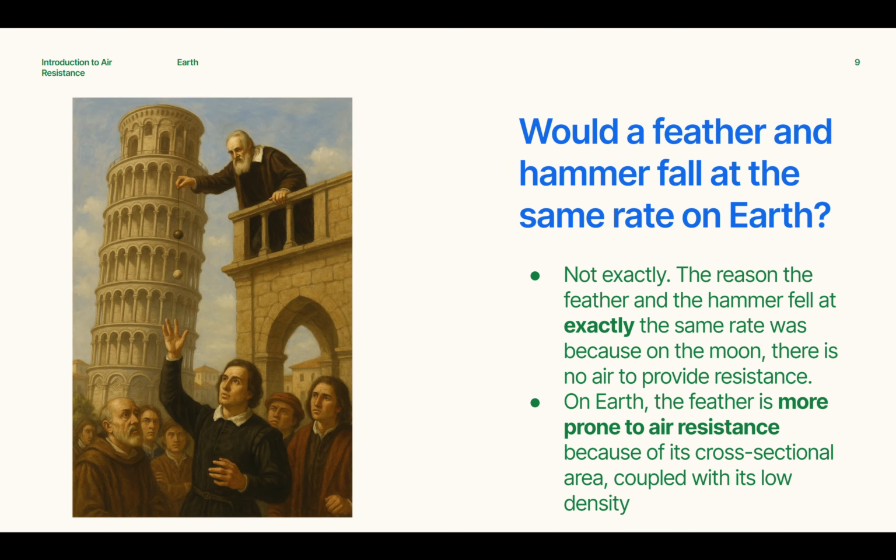Would a feather and hammer fall at the same rate on Earth? Not exactly. The reason the feather and the hammer fell at exactly the same rate was because on the moon there is no air to provide resistance. On Earth, the feather is more prone to air resistance because of its cross-sectional area coupled with its low density.